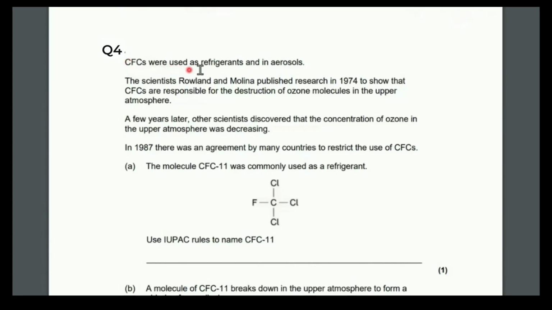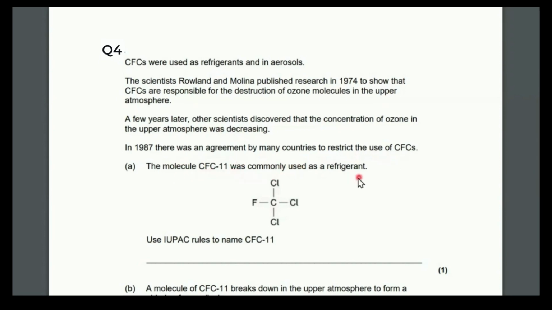CFCs were used as refrigerants and in aerosols. The scientists Rowland and Molina published research in 1974 to show that CFCs are responsible for the destruction of ozone molecules in the upper atmosphere. A few years later, other scientists discovered that the concentration of ozone in the upper atmosphere was decreasing. In 1987, there was an agreement by many countries to restrict the use of CFCs.